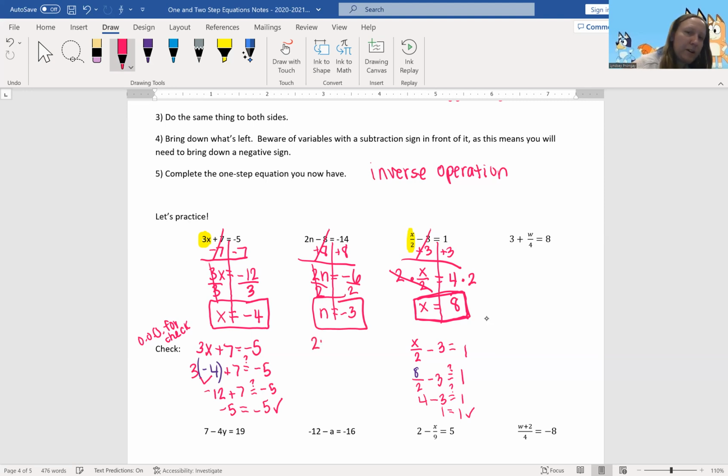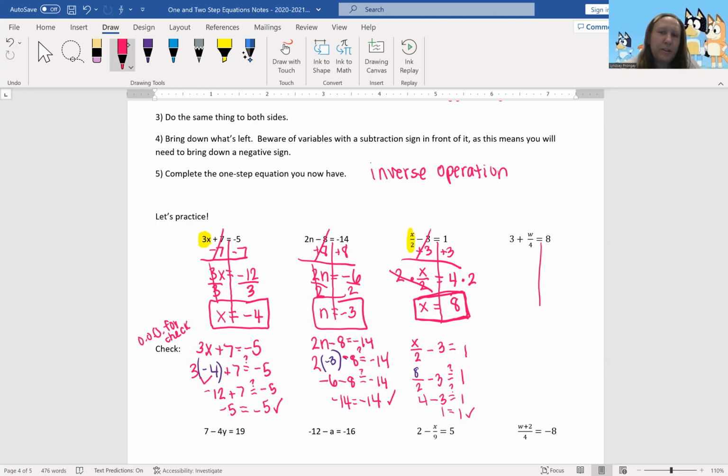For my check, 2n minus 8 equals negative 14. So I believe the answer is negative 3. I want to know, does that equal negative 14? My multiplication gives me negative 6. And negative 6 minus 8, the signs are the same. It's a negative 6 and a negative 8 that we're putting together. So when the signs are the same, we add and keep the same sign. We get negative 14 equals negative 14, which means my answer of negative 3 is correct.